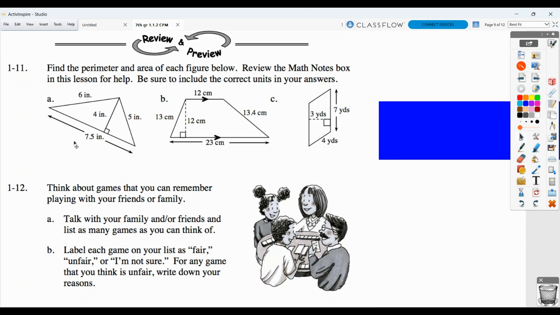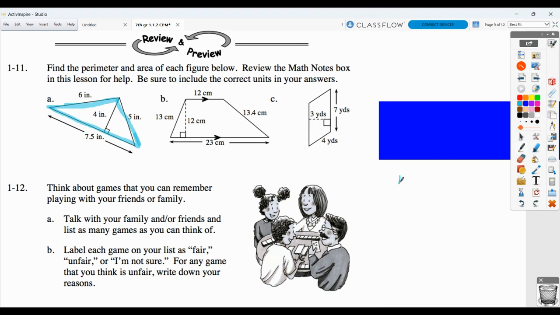So for this first figure, what I would want to see for perimeter is that you were adding the sides, because remember, perimeter is the rim. So I'd want to see that you took 6 inches plus 5 inches plus 7 and 5/10 inches and added them up. And of course, when we add decimals, we should line up the decimal. Remember that the number 6, if you don't see a decimal point, it is behind the number.